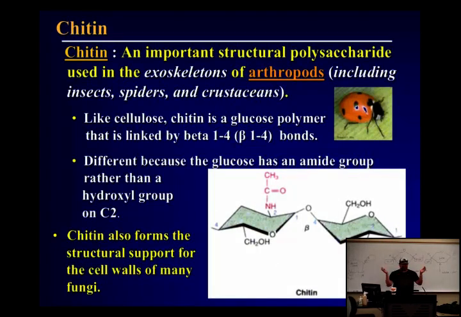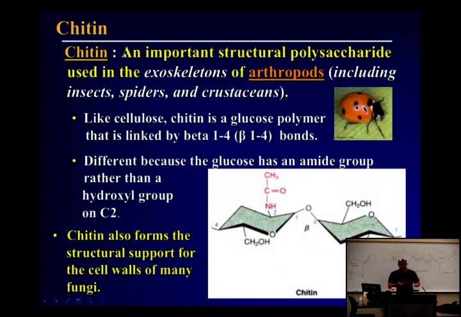What kind of bonds are found in amylose? Now you can tell me what you're going to tell me. Alpha 1,4, right? In amylose. What about amylopectin? Alpha 1,4 branch. What about glycogen? All right.